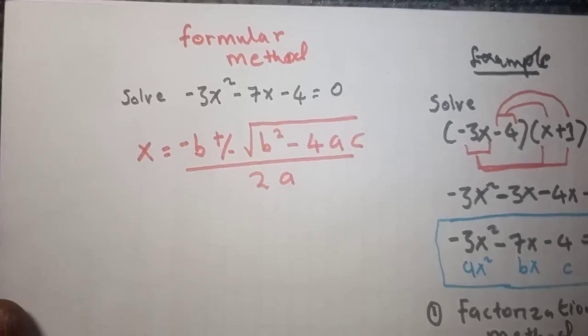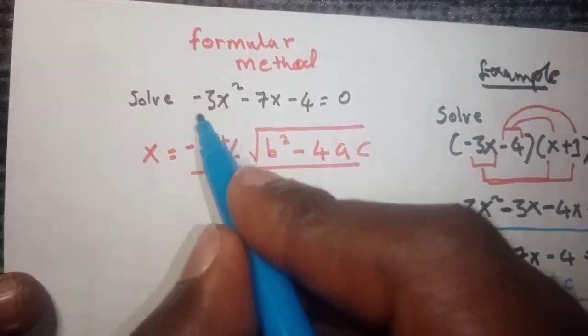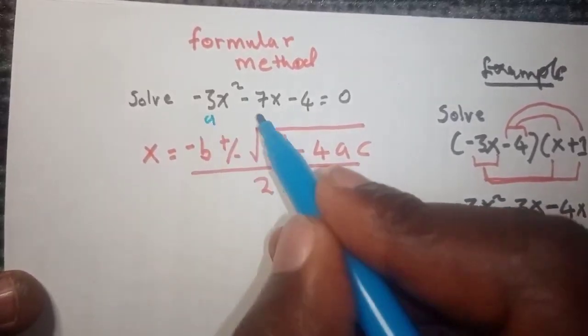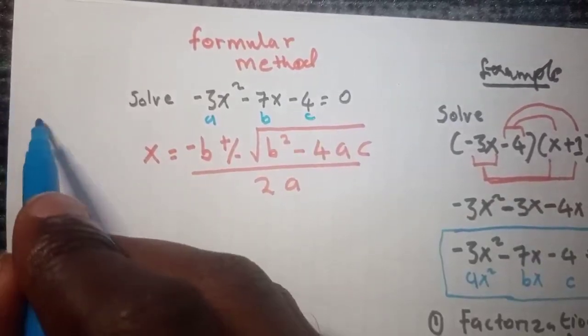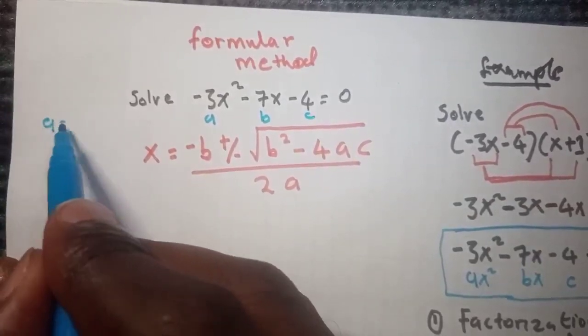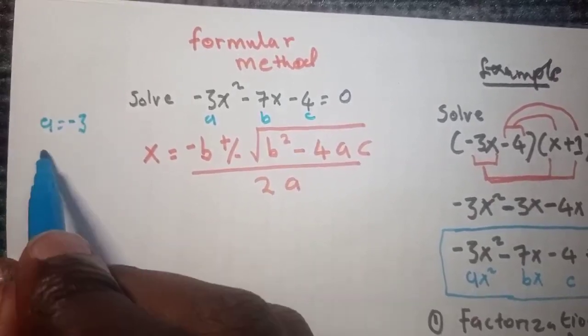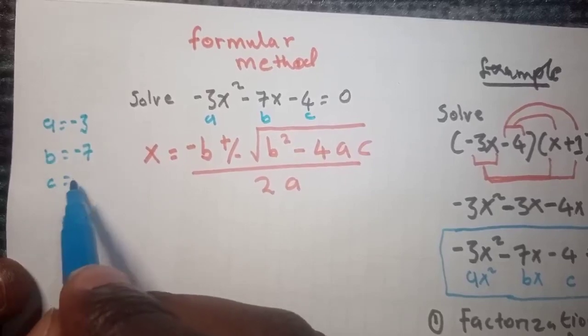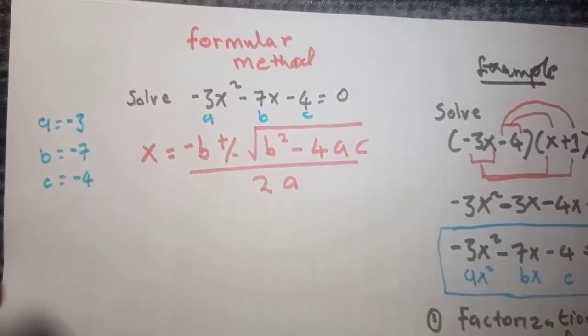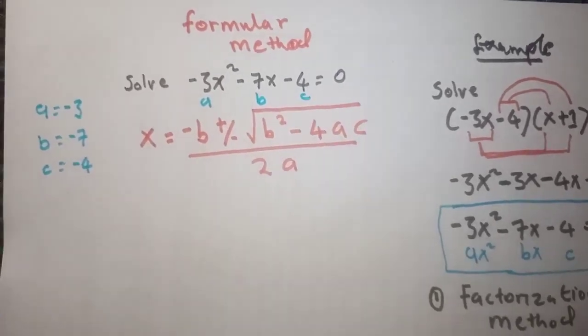So again, before we even start, this is your A, this is your B, this is your C. So my A is -3, my B is -7, my C is -4. Now that you have these, you just start plugging them into the equation.